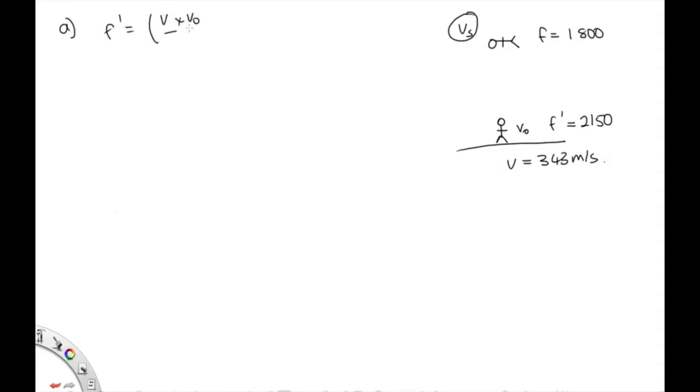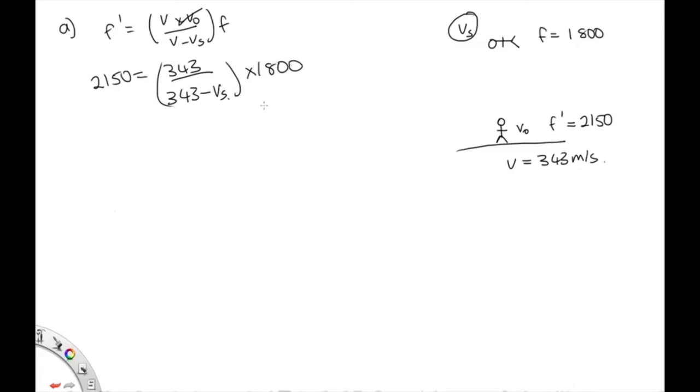Okay, so part A, we have F dash is equal to (V plus V naught) over (V minus Vs) times F. This is the standard equation where we're assuming that the source and the observer are approaching each other. In this case, the source is approaching the observer. This observer is actually stationary, so V naught is 0. Okay, so we've got F dash, the observed frequency, is 2,150. That is equal to 343 over (343 minus Vs) times 1,800.